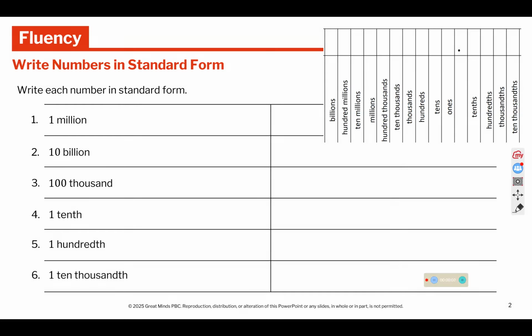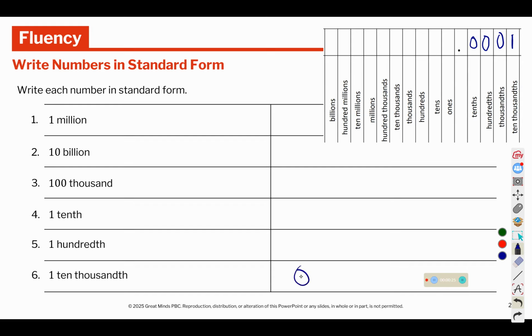It says write each number in standard form. I placed a little place value chart in the top right corner for you to use as a tool. This number 6 says 1/10,000th. So I'm looking at the decimals and I see 10,000ths and I'm going to place a 1 there. In the remaining boxes leading up to the decimal, I need zeros.